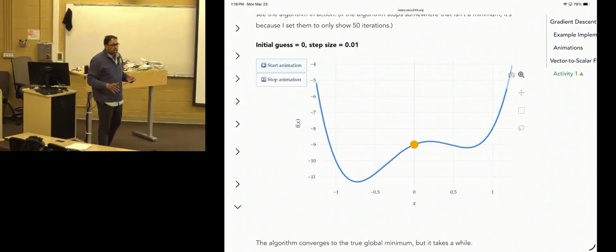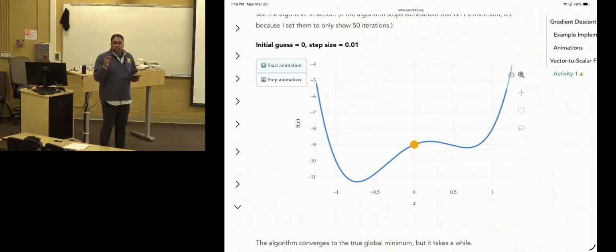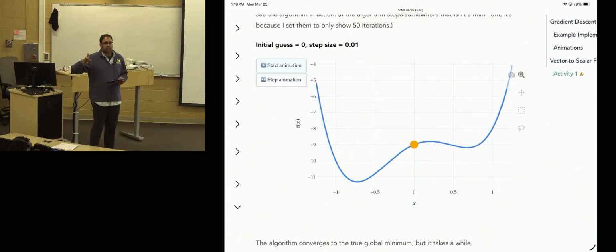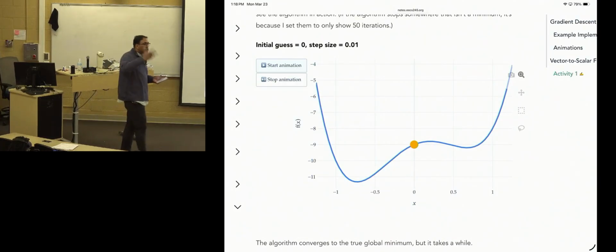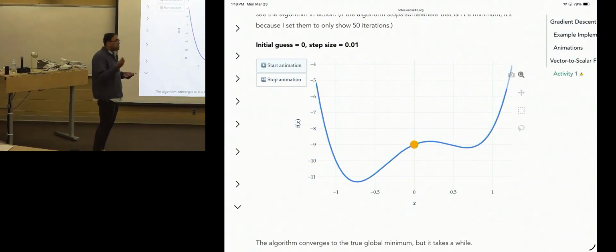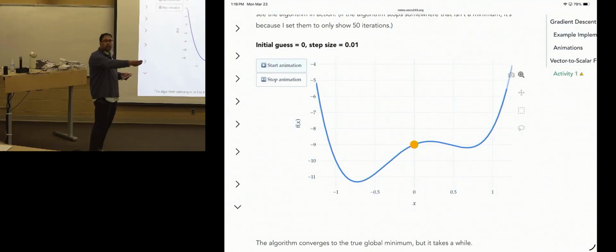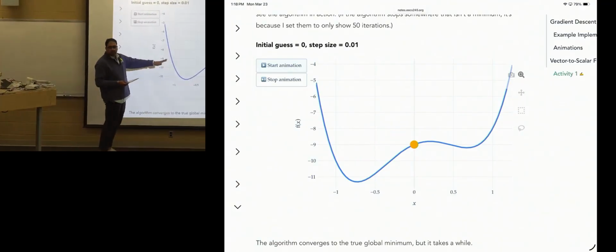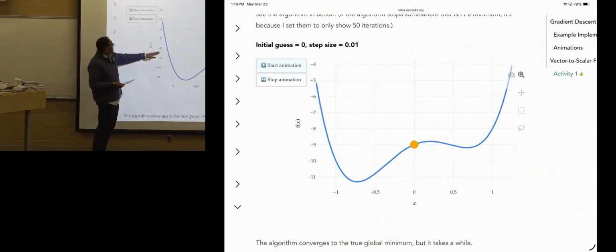Let's start with this scalar to scalar example. With gradient descent, there are two aspects of the algorithm you need to pick ahead of time. First, you need to pick where you're going to start your guessing, your initial guess. Then you need to pick how much you are going to travel in the direction of the gradient. That's called your step size. So here, I've said, let's start my estimation with x equals 0, and my step size is going to be 0.01. So whatever the derivative is at that point, I'm going to move 0.01 units opposite the derivative.